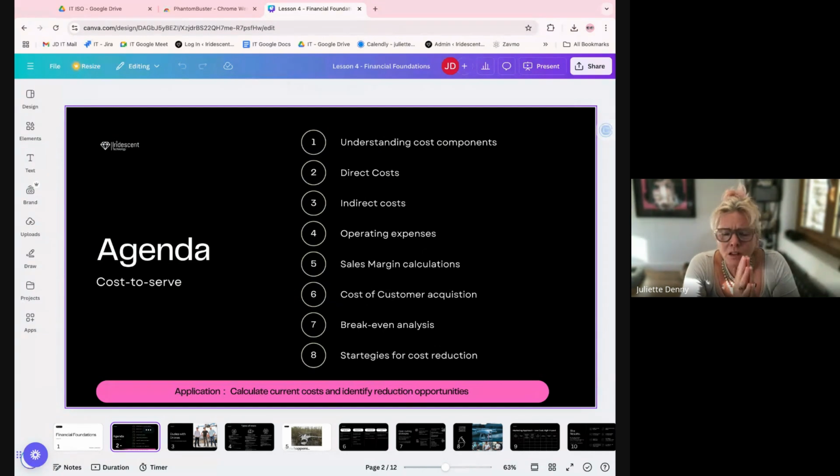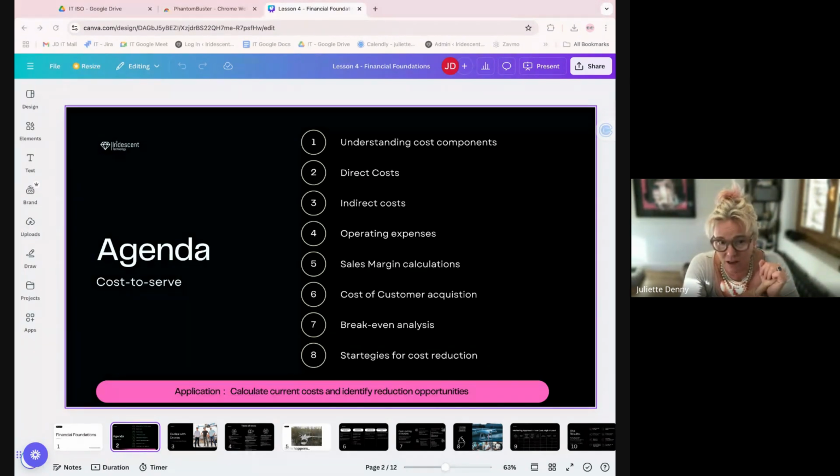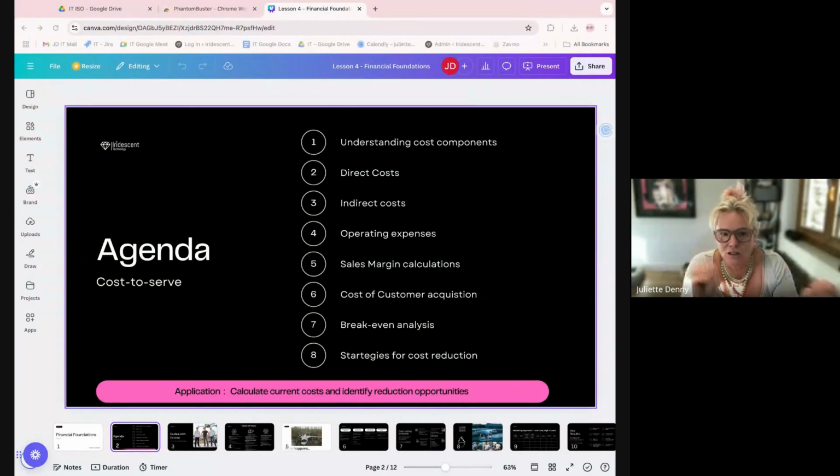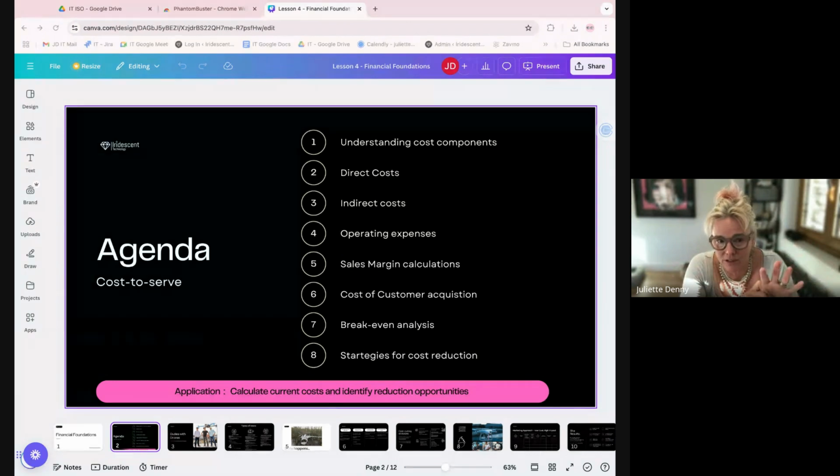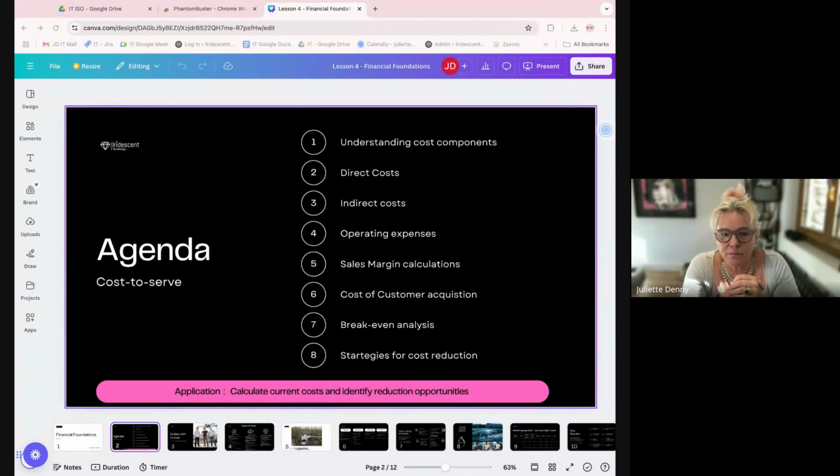Okay, so what we're going to be discussing today is understanding cost components. Then we're going to be talking a little bit about direct costs, the difference in a direct cost to an indirect cost. Then we're going to be talking about margin, operating expenses. Then we're going to be looking at sales and marketing calculations, the cost of customer acquisition, and break-even analysis. And we're going to be doing all of that through a case study.